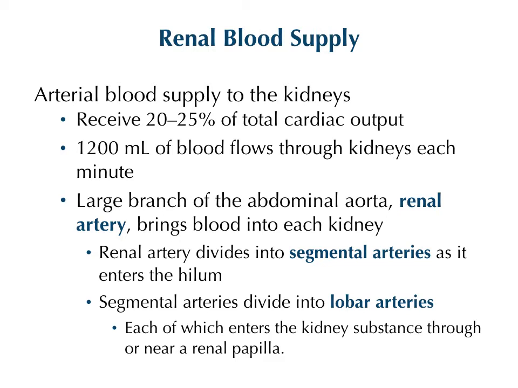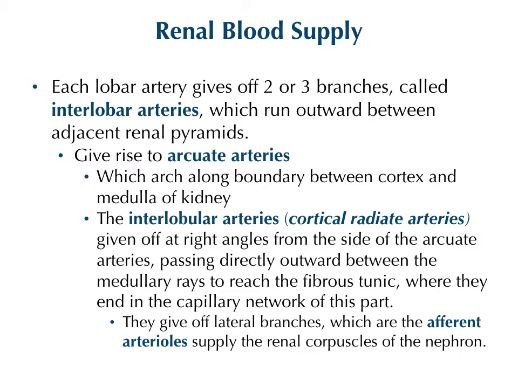As it nears the kidney, the renal artery divides into segmental arteries. It is the segmental arteries that pierce through the hilum, and then they will divide into lobar arteries, each of which enters the kidney substance through or near a renal papilla. Each lobar artery then gives off 2 or 3 branches called interlobar arteries, and these will run outward between the adjacent renal pyramids toward the cortex.